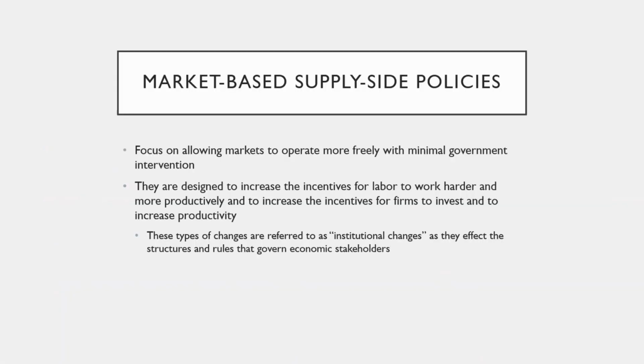There are two different types of supply side, and there are subsections. There's market-based and interventionist. We're going to talk about market-based first. Market-based focuses on allowing the market to operate freely with minimal government intervention. They're designed to increase incentives for labor to work harder and more productively, and to increase incentives for firms to invest and to increase productivity. They want institutional or structural changes.